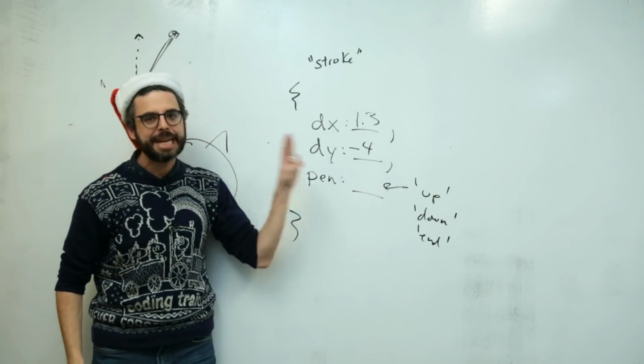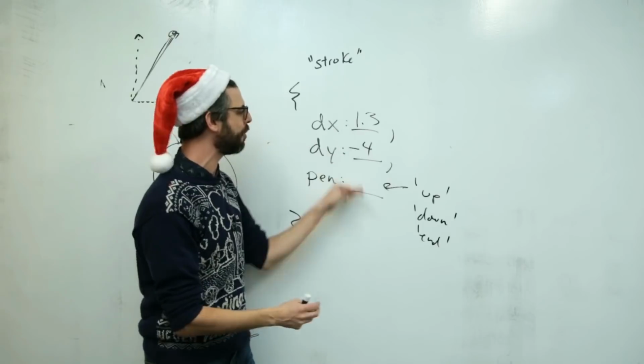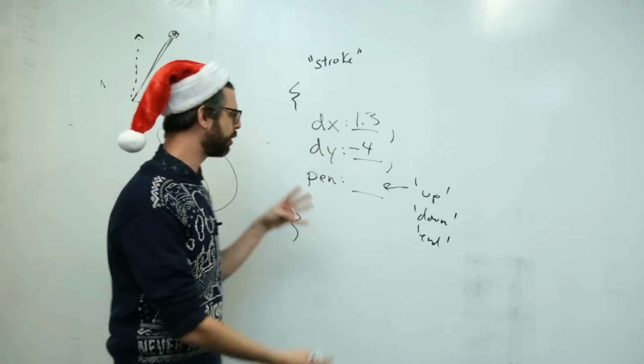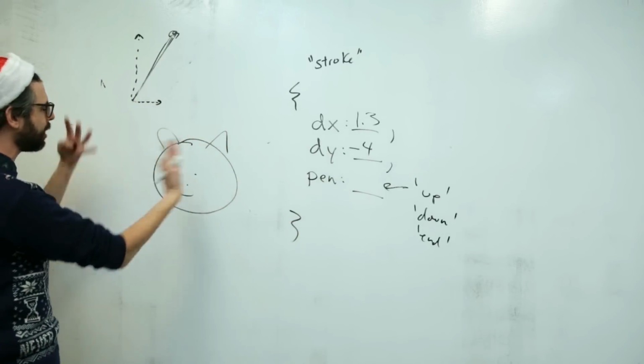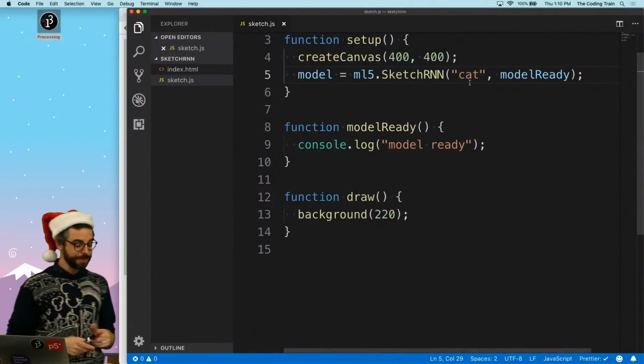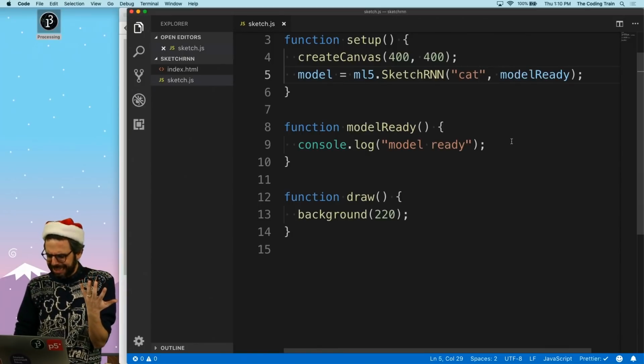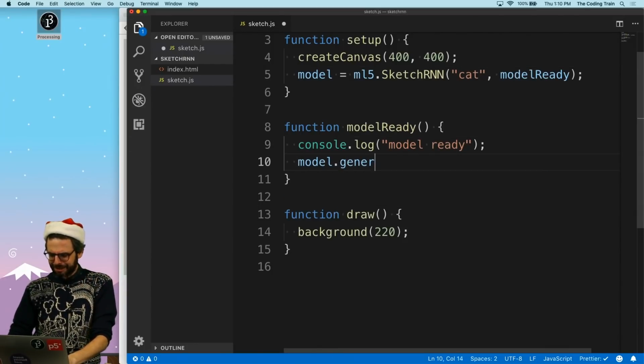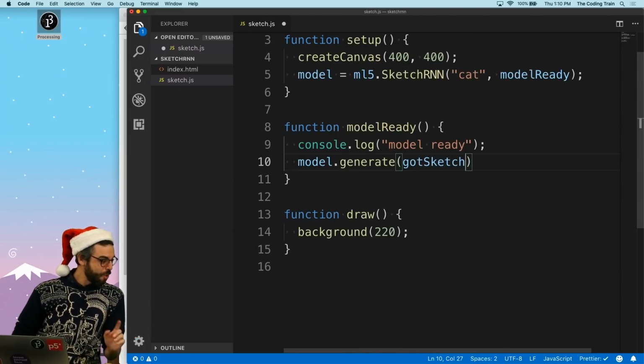The actual native SketchRNN model just gives you all these things as an array of numbers. And so we've made it as a JavaScript object that makes it a little bit easier to read, hopefully. OK, so now coming back over here, I think I just say model.generate.sketch. I'm looking. Oh, yes.